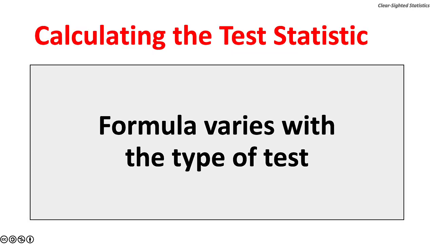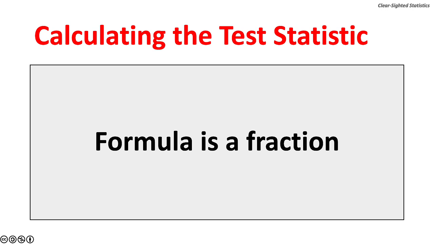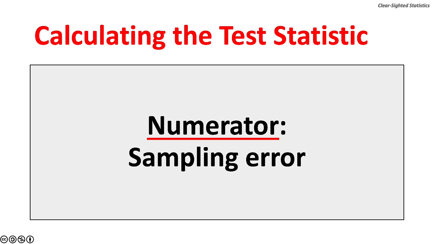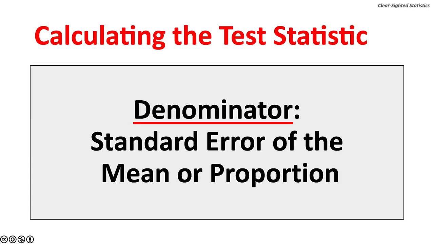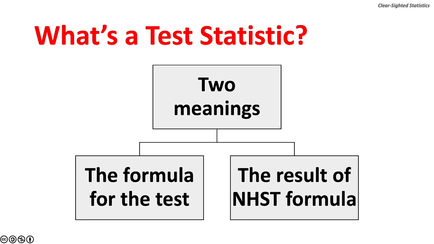Calculating the test statistic. The formulas for the test statistic vary with the type of test. The test statistic formula is a fraction. The numerator is sampling error. The denominator is typically the standard error of the mean or the standard error of the proportion. The term test statistic has two meanings. One, it is the formula for the test, and two, it is the result of the null hypothesis significance test formula.